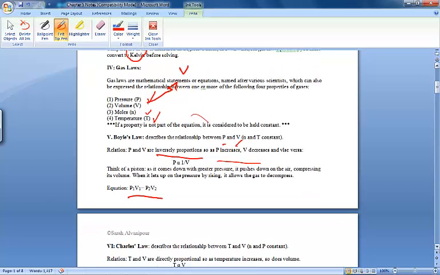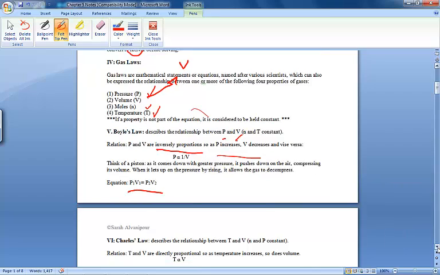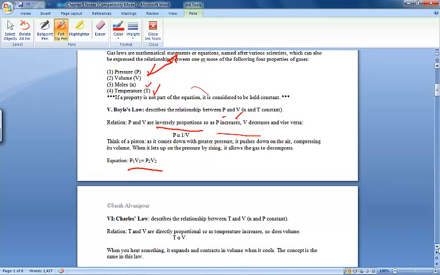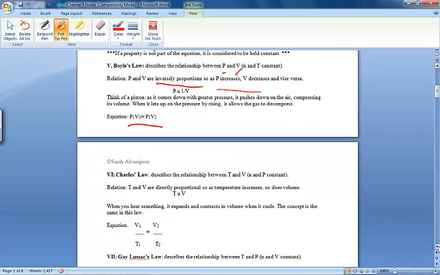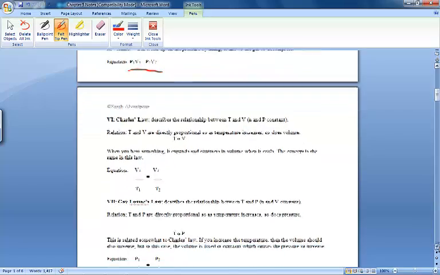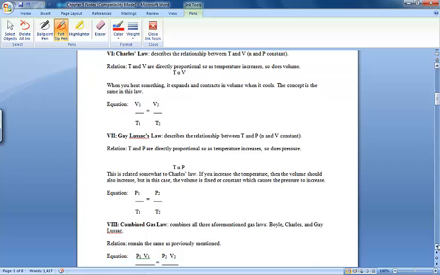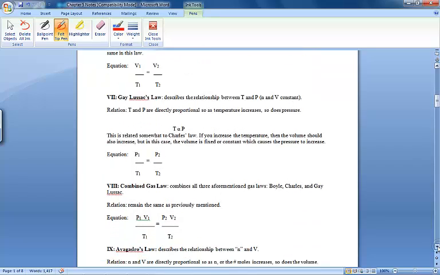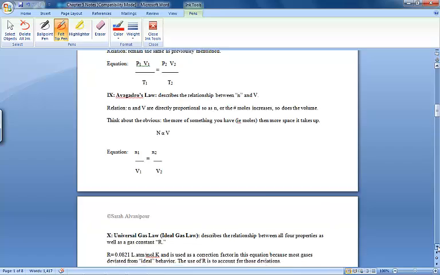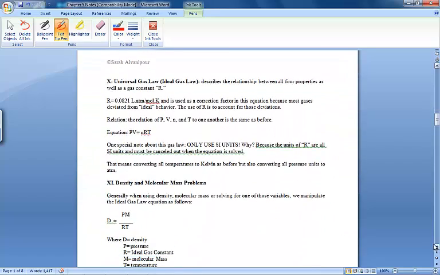We move on with Charles' law, and Charles' law will give another relationship, another equation, and so forth, Gay-Lussac. And the combined gas law, which combines Boyle's, Charles', and Gay-Lussac's, and Avogadro's. And then, of course, we get to the universal gas law, which is a very useful gas law because it is the one that combines all four properties into one.